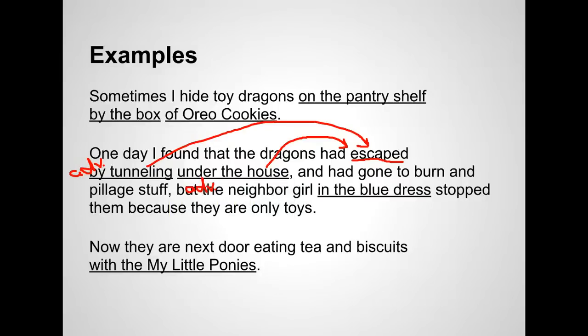In the blue dress tells us which girl we are talking about. We're not talking about the girl with the pigtails. We are not talking about the girl on the bicycle. We are talking about the girl in the blue dress. So in the blue dress modifies the word girl. And because girl is a noun, that makes this an adjective phrase.